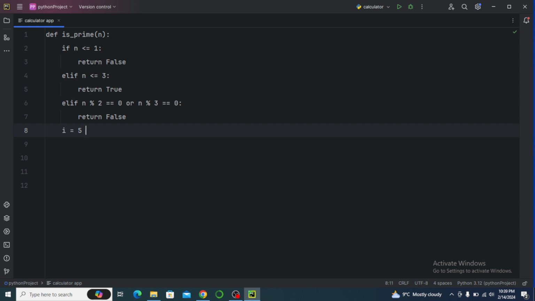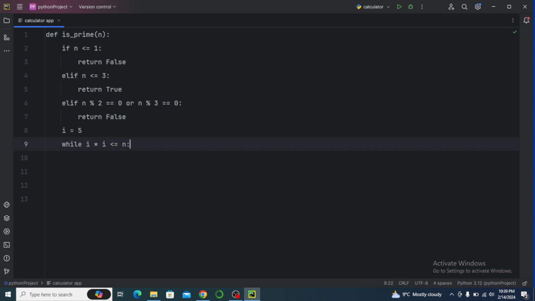So we are going to say i equals 5, and then we're going to now use the while statement. We're going to use while i multiplied by i should be less than or equals to n.